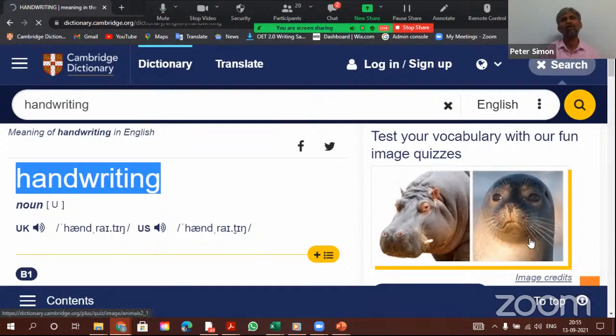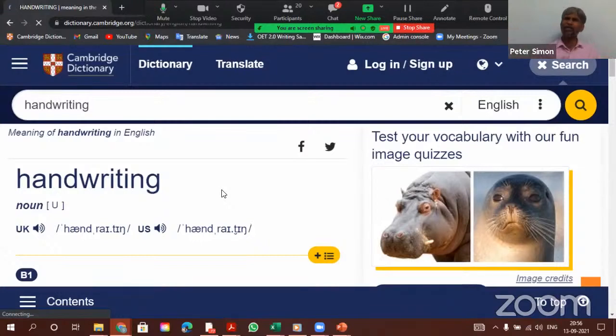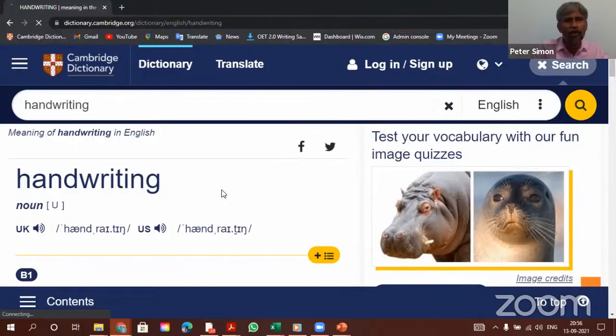Handwriting is one word. You can see here. Handwriting is one word. How can you write it as two words? You don't know the difference between separate words and compound words? Hand and writing are two isolated or separated words, with a gap in between. There's a space in between. How can you write like that when there is no such combination? There is no combination.